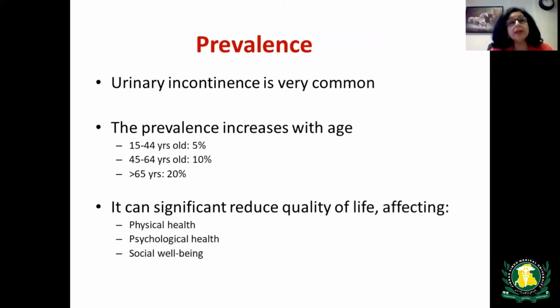Prevalence: as I've already alluded to, it is a very common problem whose incidence increases with age. The risk of urinary incontinence between the age group 15 to 44 is only 5%, but as age goes up, the incidence may go as high as 20% after age 65. Nowadays people live longer, and the average lifespan of a woman is definitely in the 80s, so living with this problem for 10, 20 years is absolutely not acceptable.